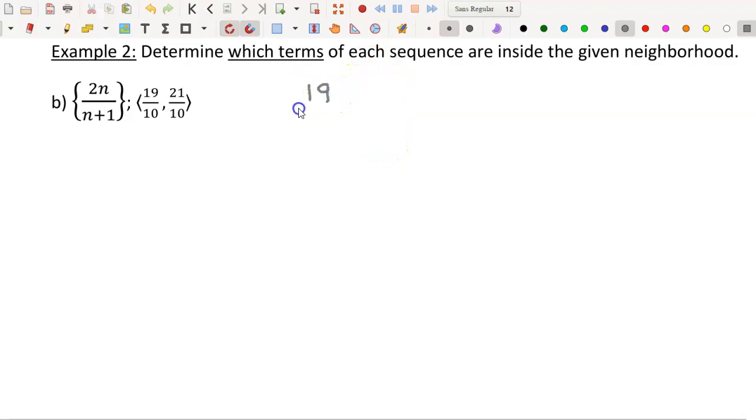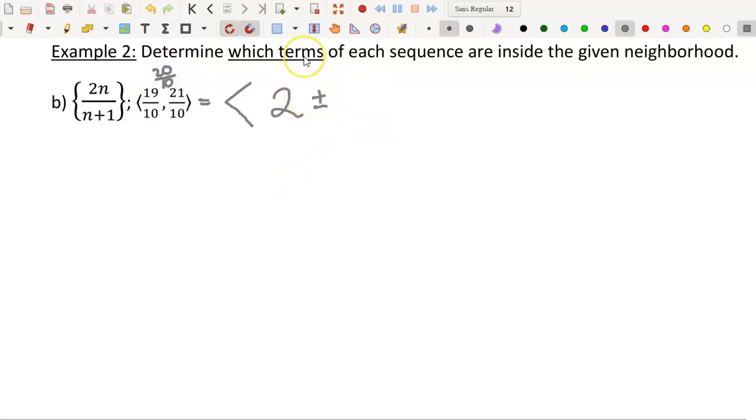So here we go. Oh, so what's the midpoint of this? Let's get that figured out first. What's the middle of 19 over 10 and 21 over 10? Is what? 2. Yeah, 2. Very good. All right. And for those not seeing that, well, what's the middle of 19 and 21? It's 20. 20 over 10 is 2.